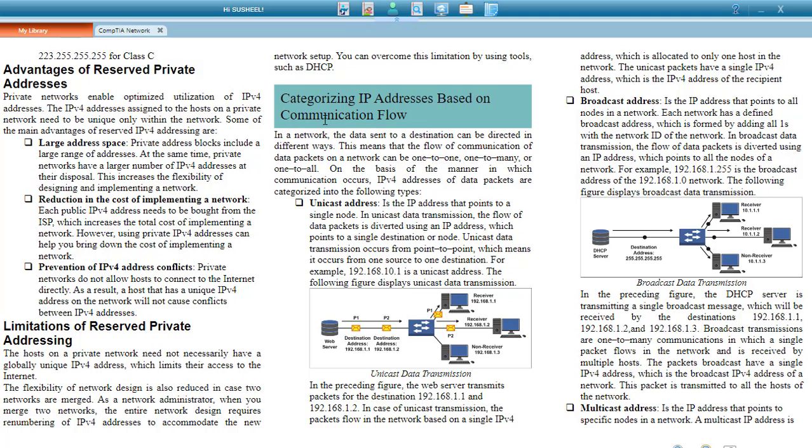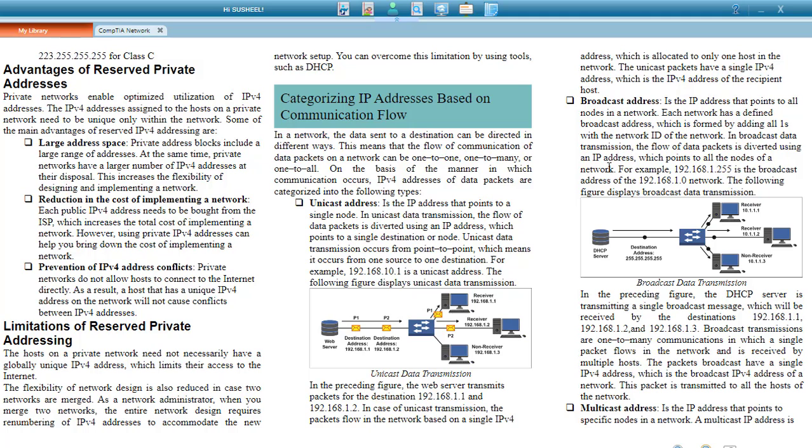In unicast data transmission, the flow of data packets is diverted using an IP address, which points to a single destination or node. Unicast data transmission occurs from point to point, which means it occurs from one source to one destination. For example, 192.168.10.1 is a unicast address. The following figure displays unicast data transmission.